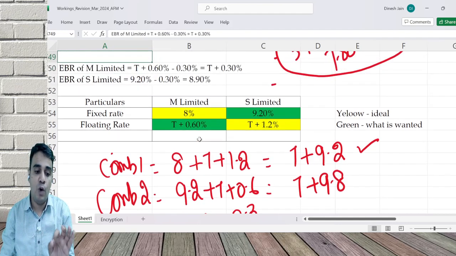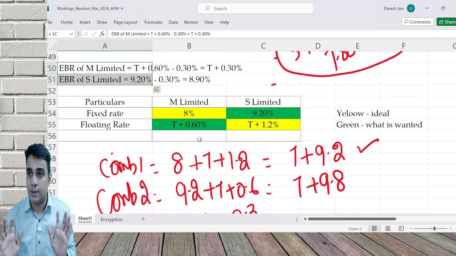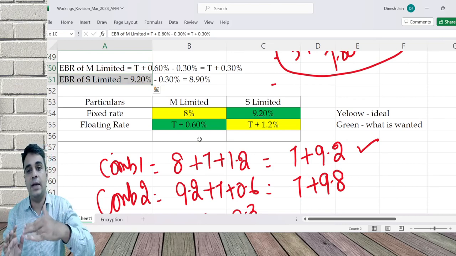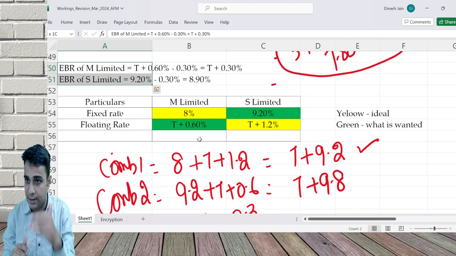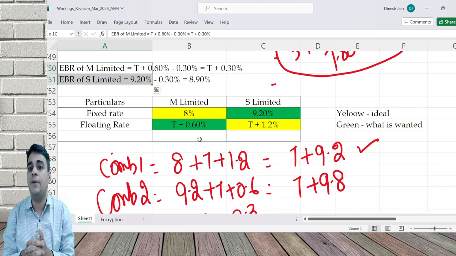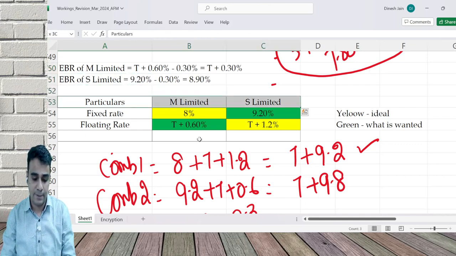Now, if you are clear till this, let me know. Any doubts till this? Till this, you will get 75 to 80% of the exam marks, that is, if you are able to find the effective borrowing rate. But structuring is also very critical. How to do structuring is what I'll explain now. Any doubts on this? Now write structuring, particulars and two companies.